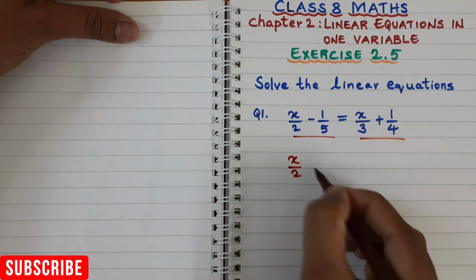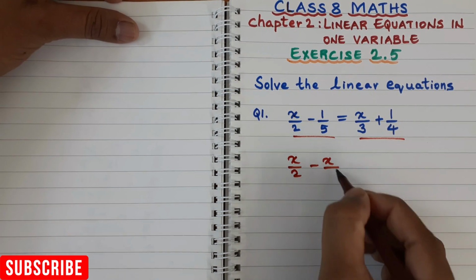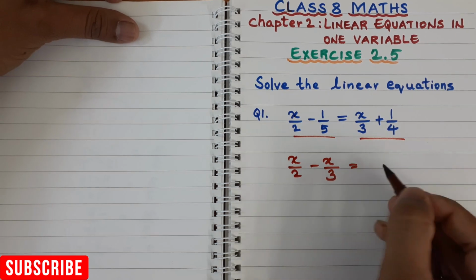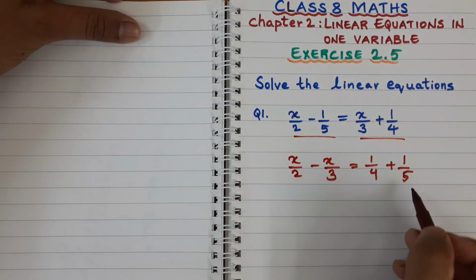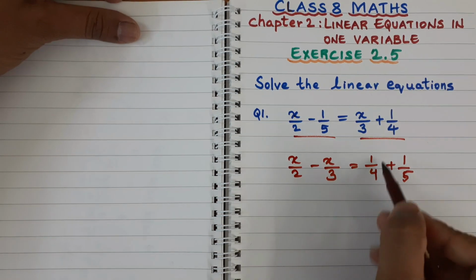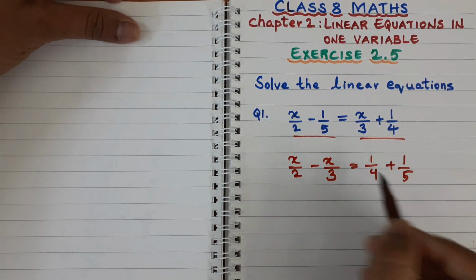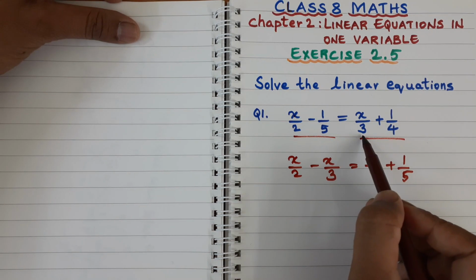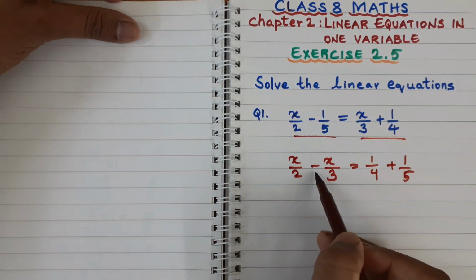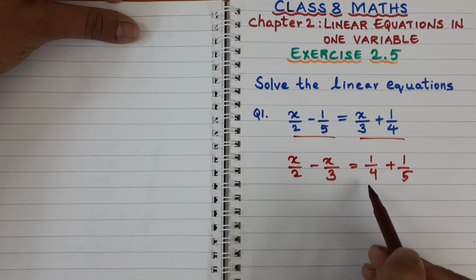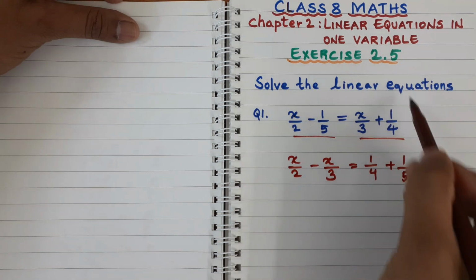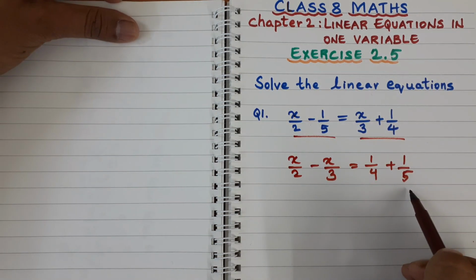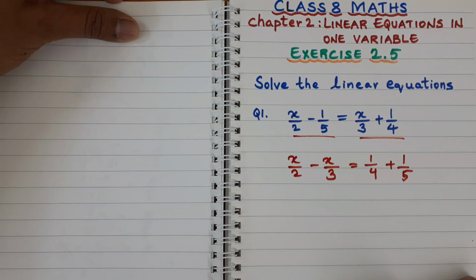x by 2 minus x by 3 equals 1 by 4 plus 1 by 5. See here, the x terms are on one side and the numbers are on the other side. So you can observe here x by 3 is positive. If you transpose it to that side, it will become negative. We already learned this transposing technique in our previous videos. Minus 1 by 5, if you transpose it from the left side to the right side, it will become plus 1 by 5. So this is step number 1.